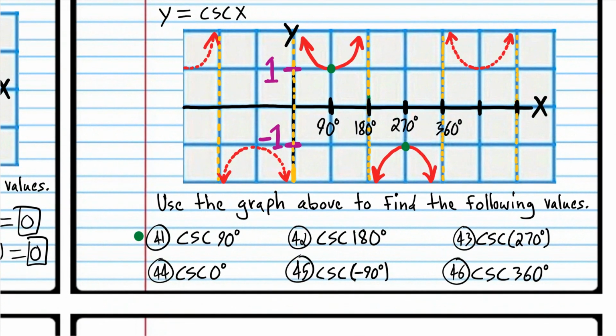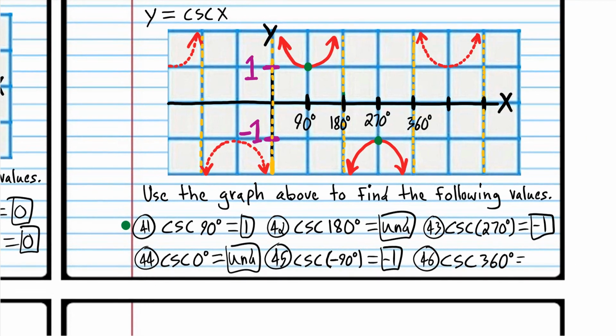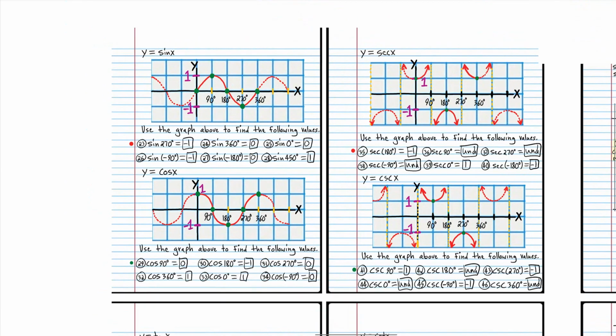Okay, we're back. Cosecant 90 degrees is 1. Cosecant 180 is undefined. Cosecant 270 is negative 1. Cosecant 0 degrees is undefined. Cosecant negative 90 is negative 1. Cosecant 360 is undefined. So there you go.